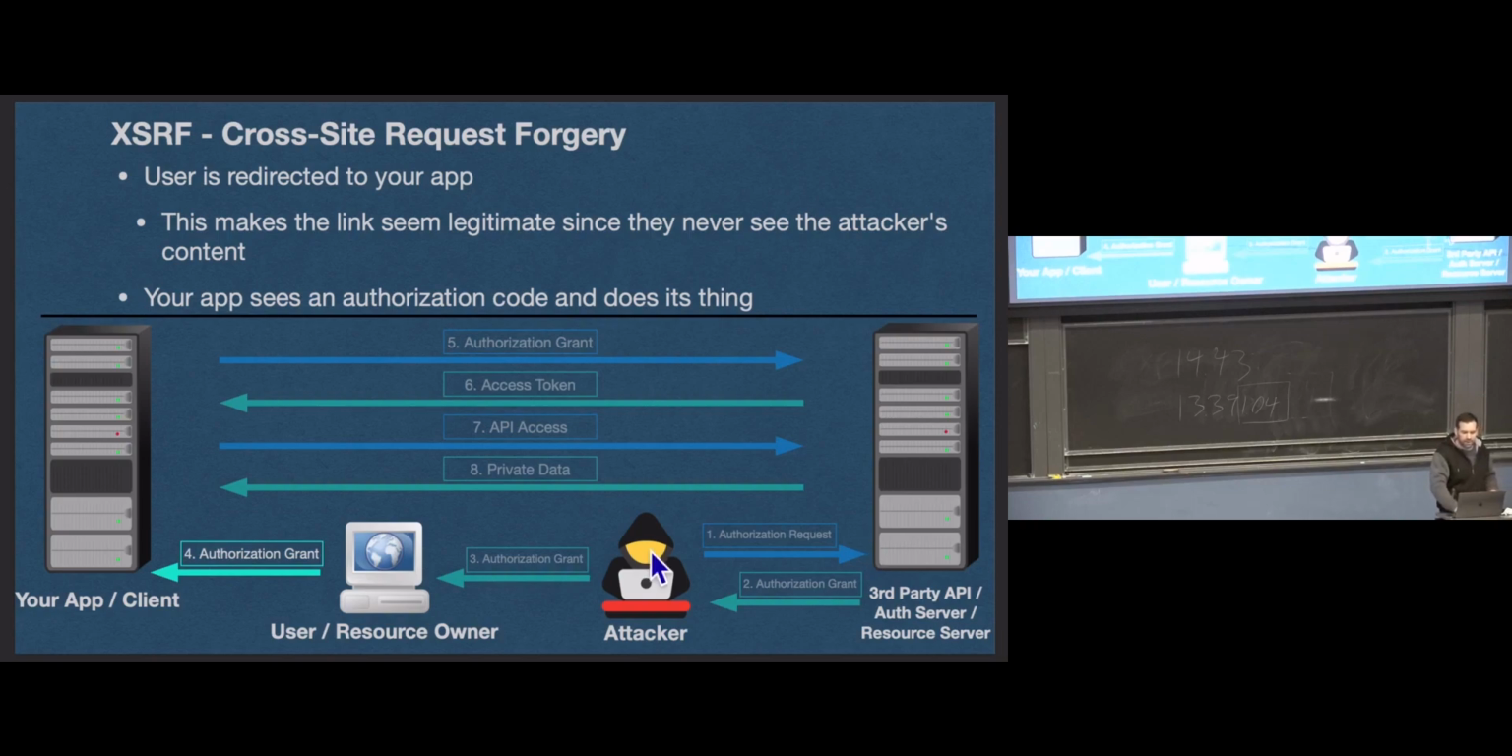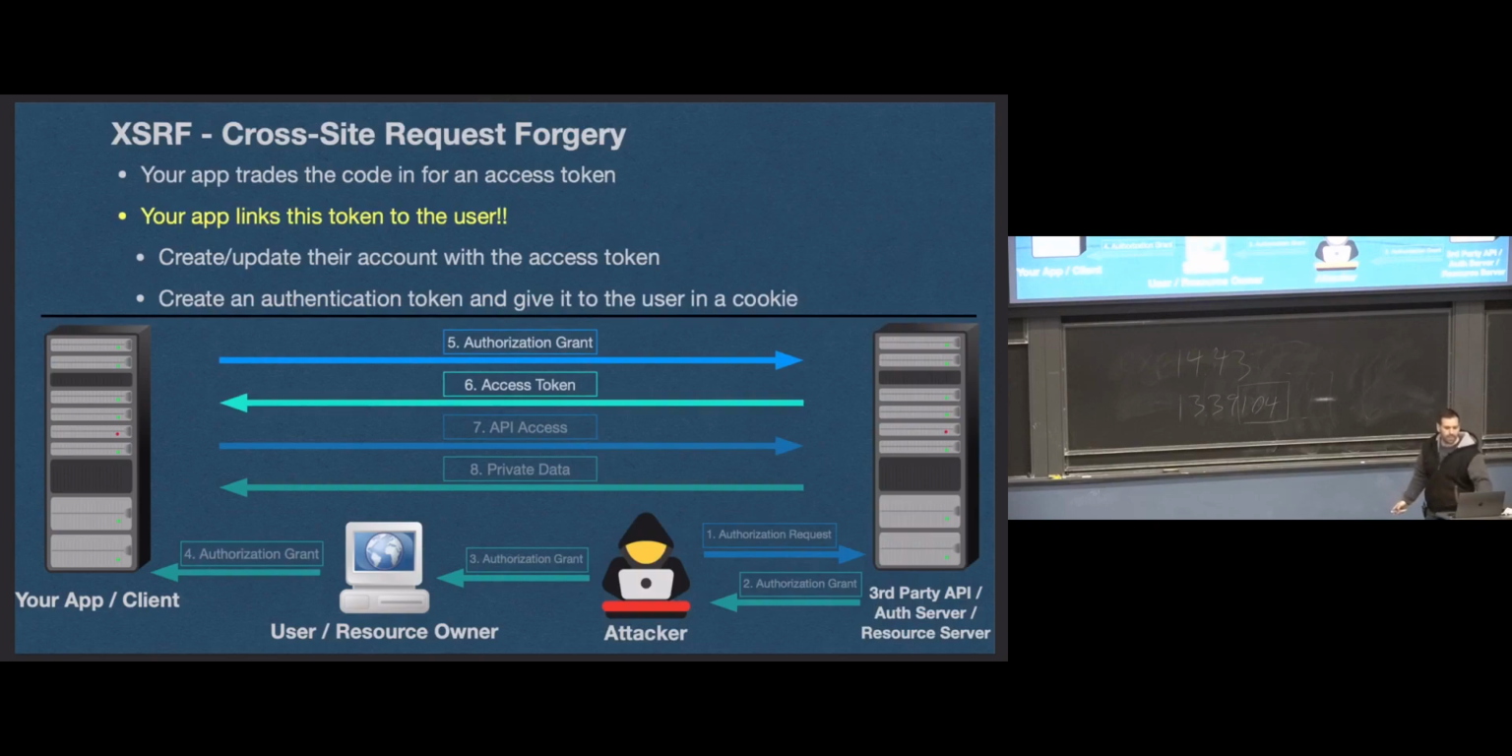And remember, we don't verify. We don't know anything about the user at this point. Not until we actually access their private data do we know anything about the user. So everything looks great at this point. No reason to be suspicious at all. Then we cache that code in for an access token. And we link that access token.